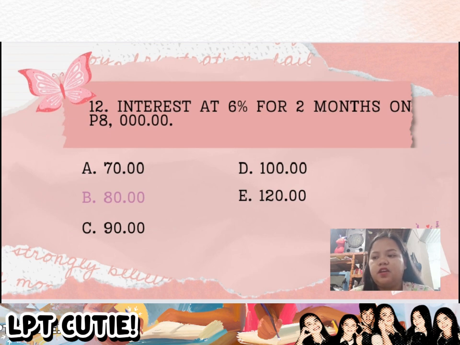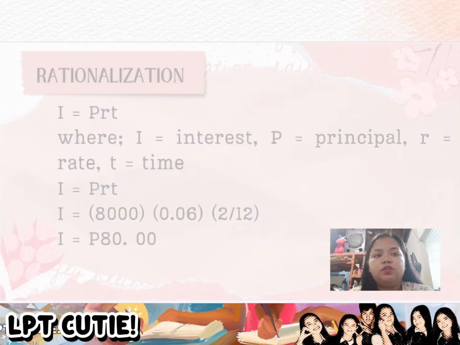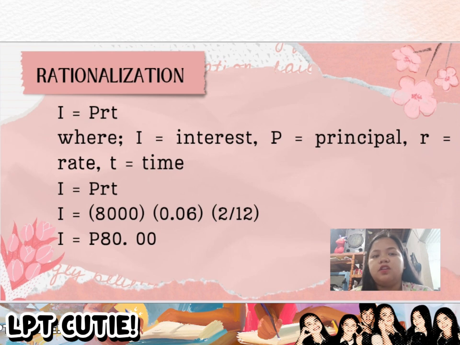80 pesos. So how did we come up with it? What formula should we use? We are going to use one formula only because we are going to find the interest. The formula that we're going to use is interest is equal to principal times rate times time, or I is equal to PRT, where I is the interest, P is the principal, R is the rate, and T is the time.